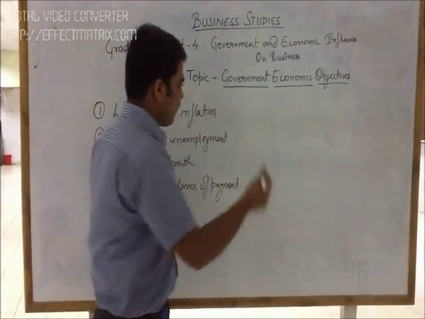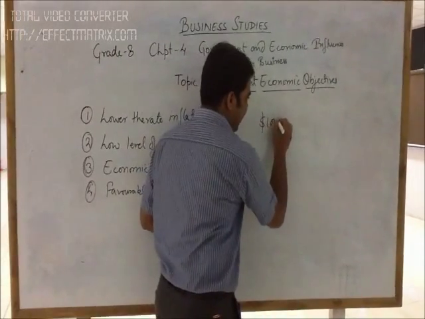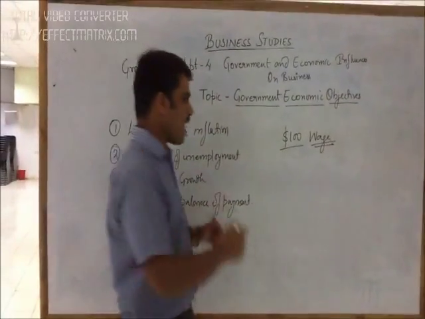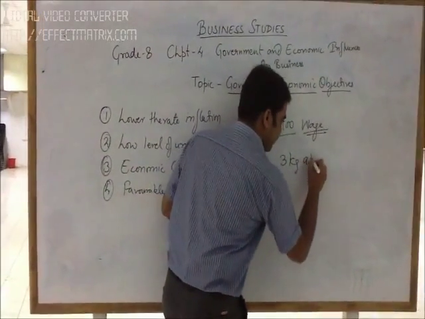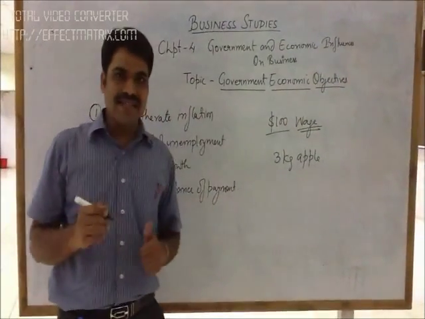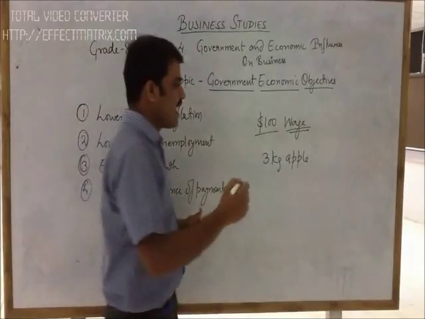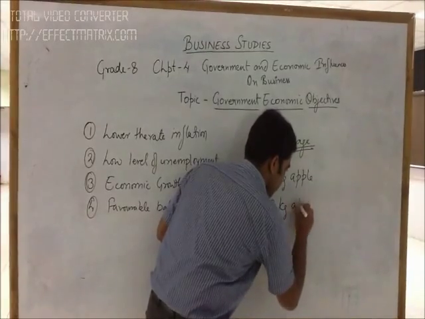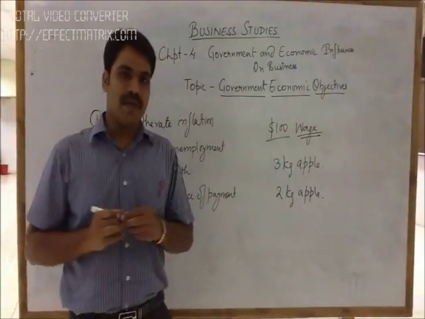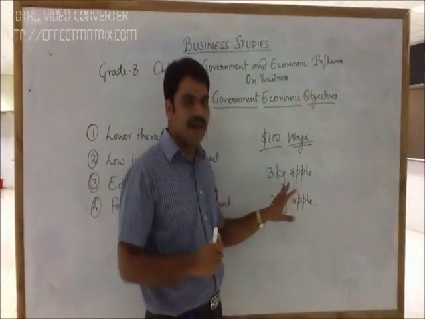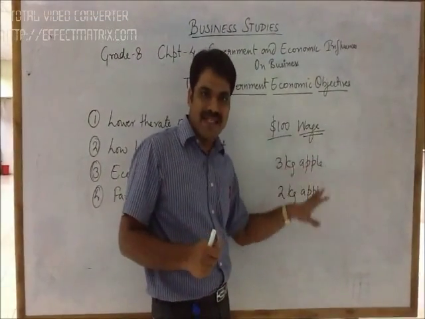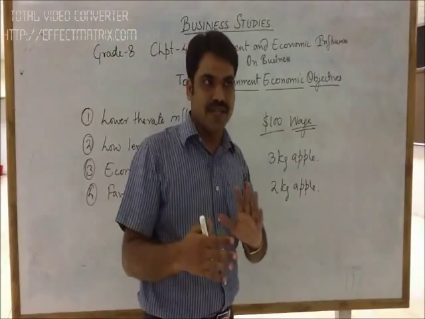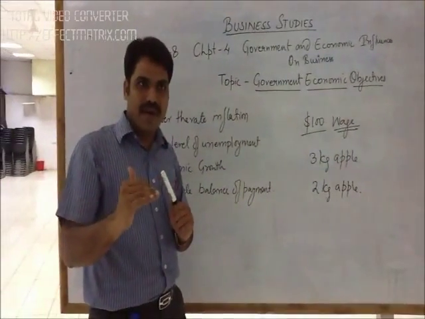For example, say $100 is the salary or wage of a person, and he used to buy 3 kg of apples. But now, as there is a rise in the price of goods and services, he will only be able to buy 2 kg of apples. Why has this difference occurred? That is because of the inflation. The prices have gone up and the salary of the person remains unchanged. So the real income has gone down.